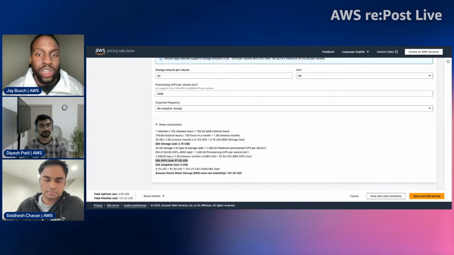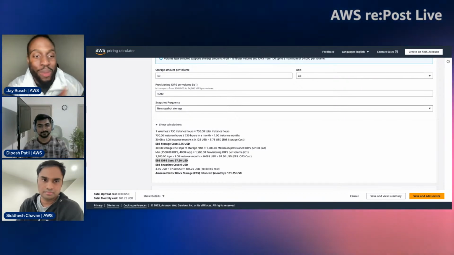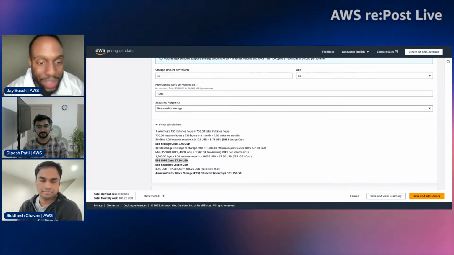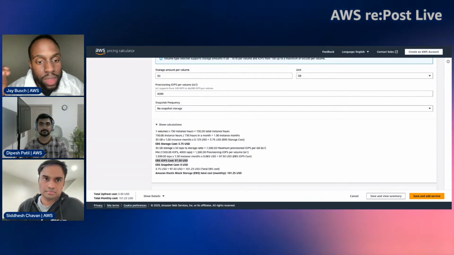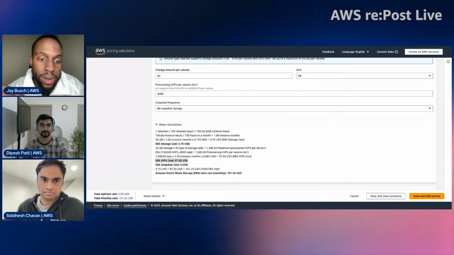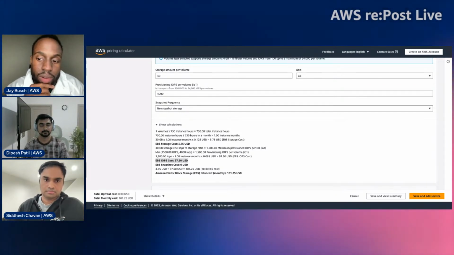Even innovation knows no bounds, gentlemen. We apply it to everything, even the calculator. So this is super cool. Again, it shows me those line items of what I'm paying for, and I think this is very, very helpful.